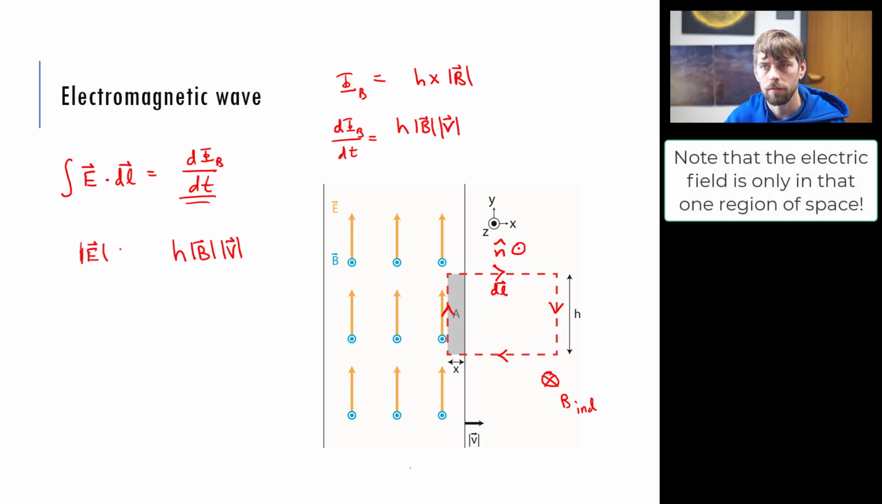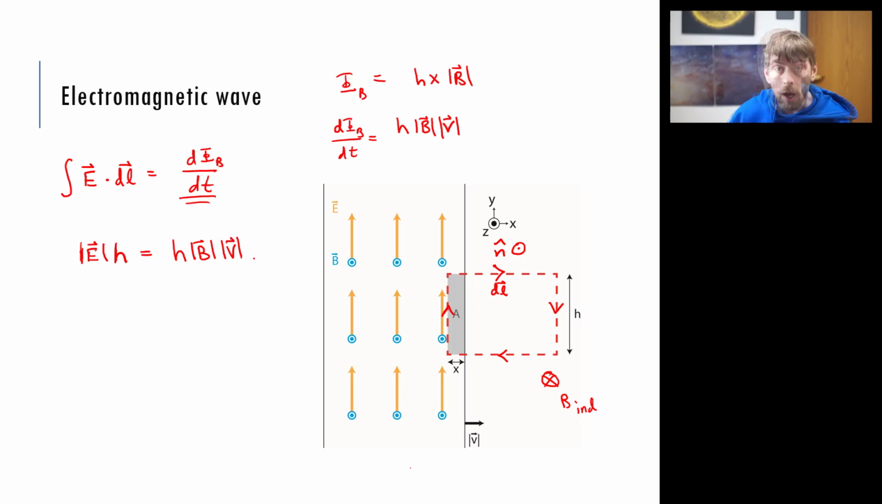times, so H is equal to H times B times V. And we say, oh, goody, goody. Yeah, the H's cancel out. We get something that says there is an induced electric field that is equal to the magnetic field strength times how quickly the slab is moving.